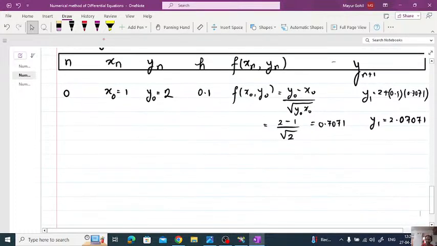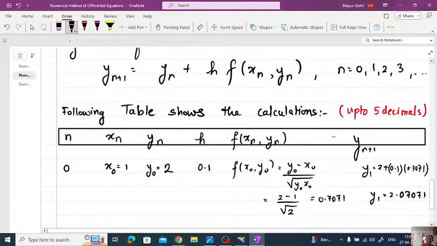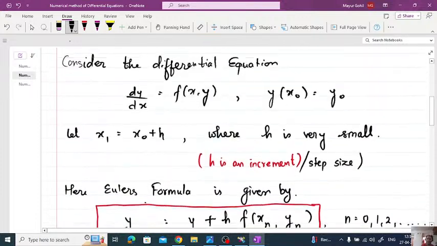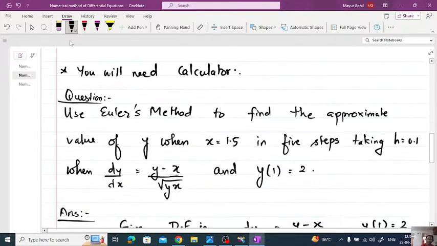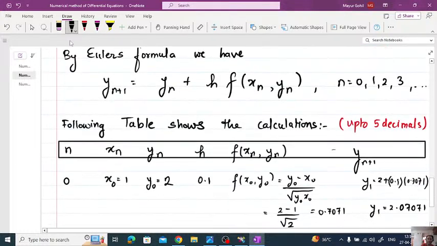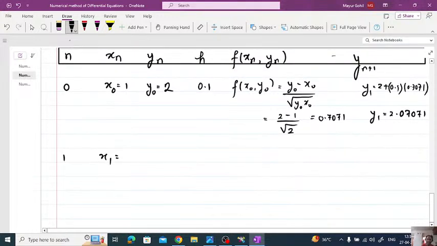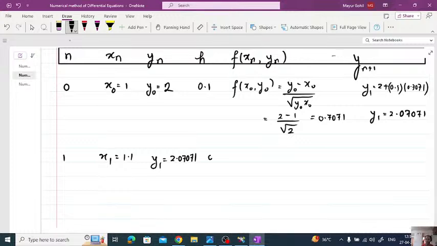Now next one. Now you got y1 when n is 1. Now n is 1, I'll get x1. What will be my x1 here? X1 will be, see the formula we have written here. In the beginning only we wrote that x1 is x naught plus h. So now basically x naught plus h. So here we will have 1.1 is what we will get the next one. And what will be y1 we already found, which is 2.07071. That is what we have found, and this is 0.1.